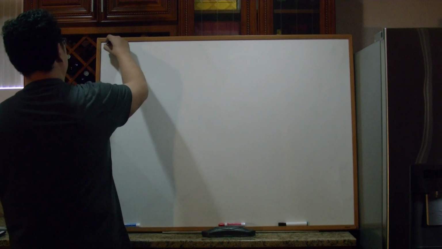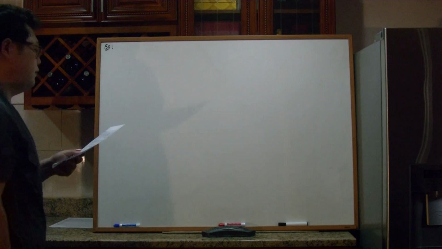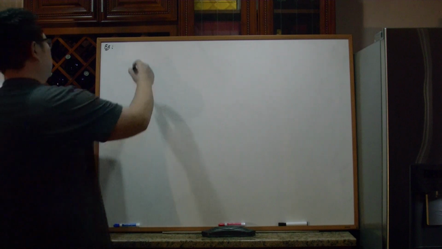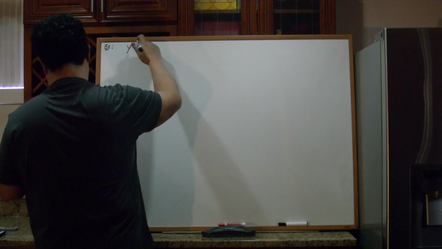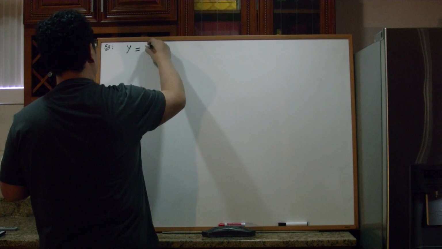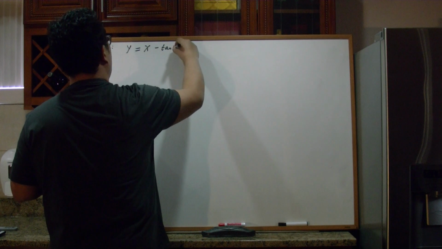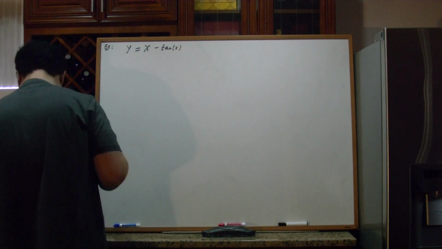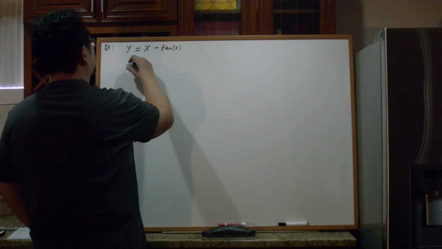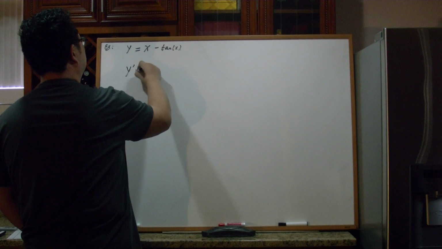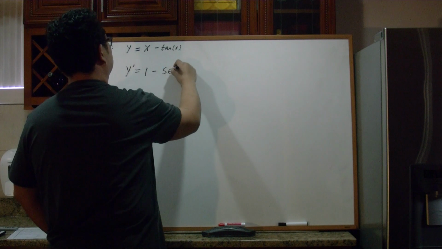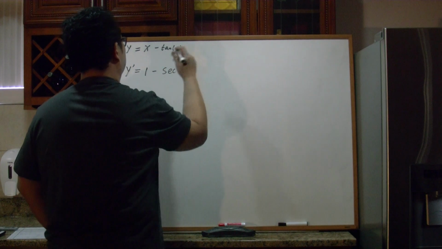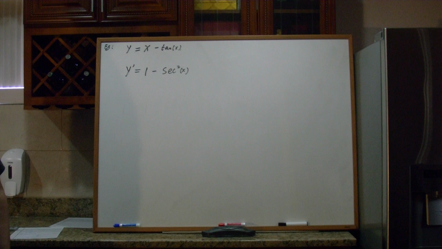Right, so try to do some examples. I believe you had written down the formula already. So try to find the derivative for y equals x minus tangent of x. Then the derivative will be 1 minus the derivative of tangent, which is secant squared of x.